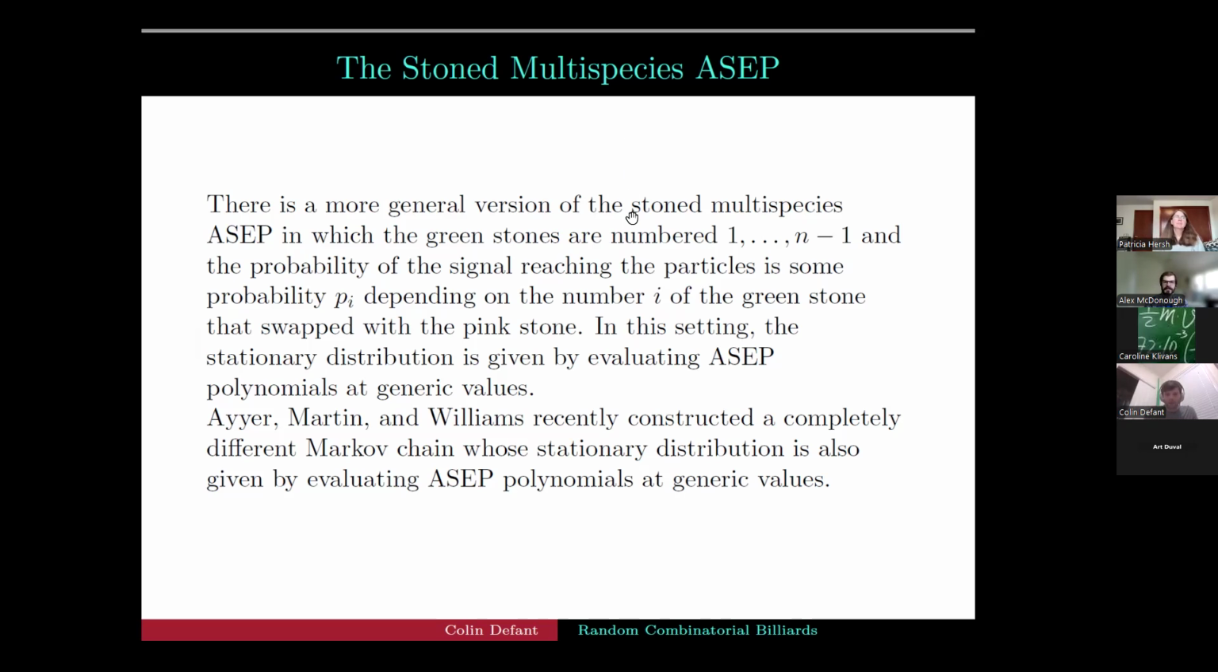So I have to say, I have a bias toward my own Markov chain here. And the reason is that there are other variants of the multi-species ASEP. And you can try to play the same game with these other variants. So there are some variants where you have some polynomials and you can get the stationary distribution by plugging in particular specializations. And you can ask, can we cook up some Markov chain where now the stationary distribution is given by plugging in generic values into those polynomials, just like we did here. And I think they tried to adapt their inhomogeneous T-push TASEP to these other settings, and they didn't really see how to get it to work. But with the stoned approach, it actually works without too much difficulty. So I'll just very briefly mention a couple of these variants.